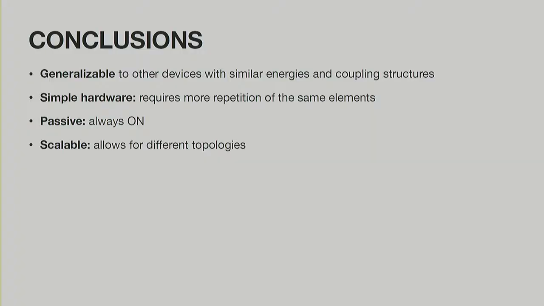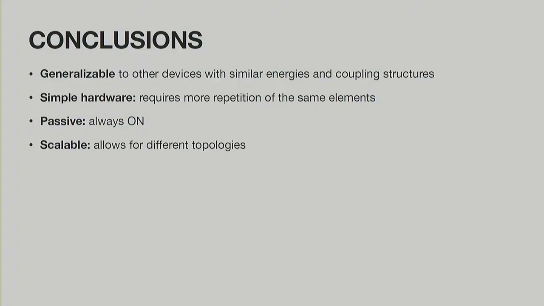So in conclusion, this unit can be generalized to other devices with similar energies and coupling structures. It requires simple hardware in the sense that it requires more of the same, just more transmons. There's no need of a filter or something. It's passive. It's different from other methods, and being passive it is a bit slower, but also you don't require applying impulses or anything to the coding qubit.